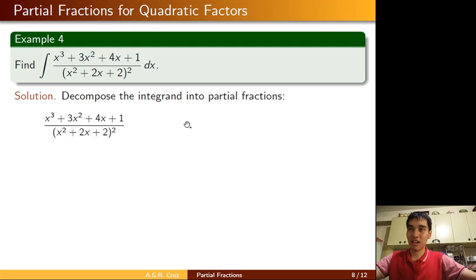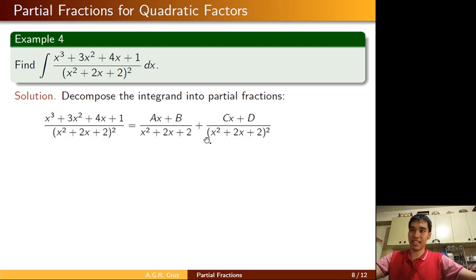Now you have here linear over the first power of the factor, you have this one. And then plus again linear divided by the second power. And then you stop there. Twice lang yung repetition natin, no? And then as usual, we can clear out the denominators to determine the values of a, b, c.